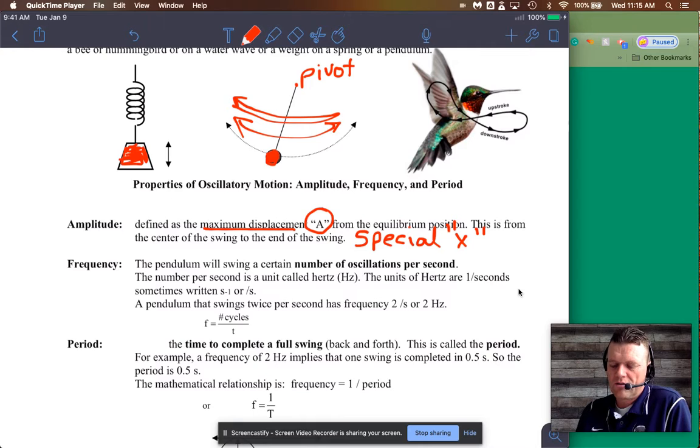That's what it is for a mass on a spring, or just a spring in general, and we're going to add a mass to it. But A is a special X, it's the maximum X.